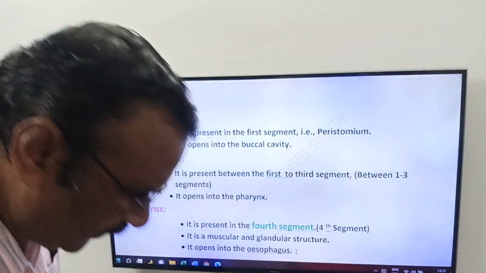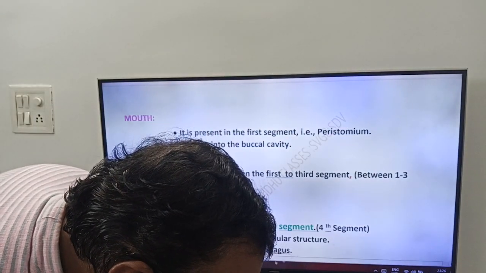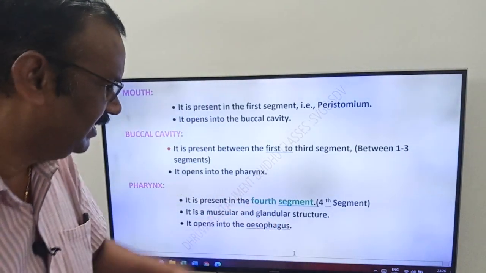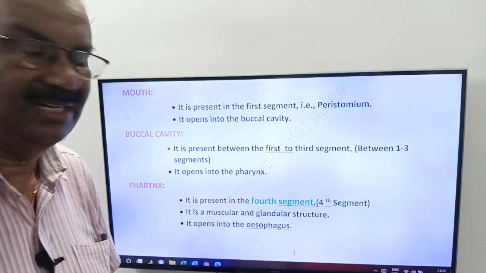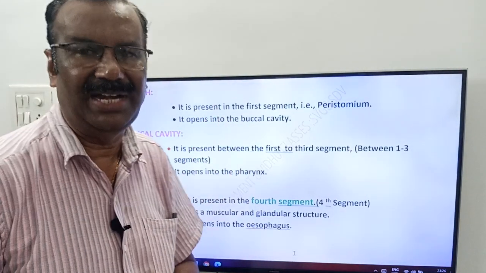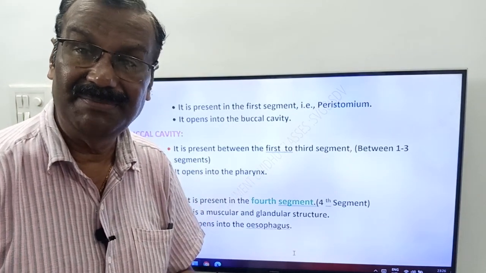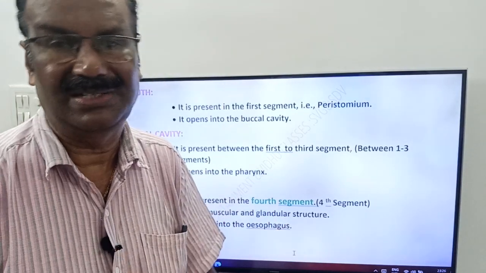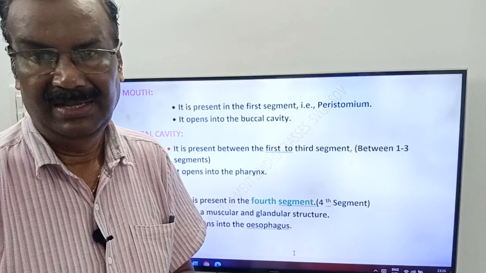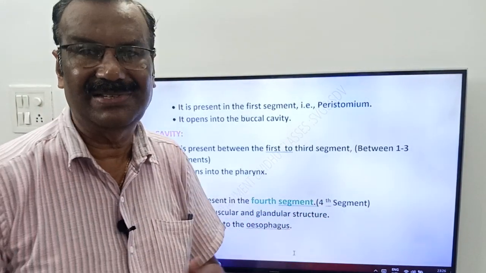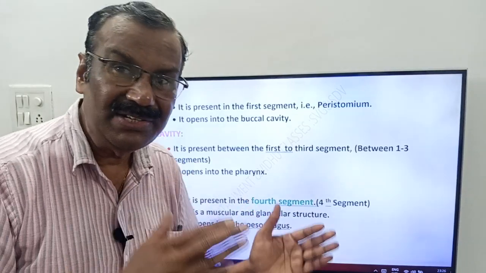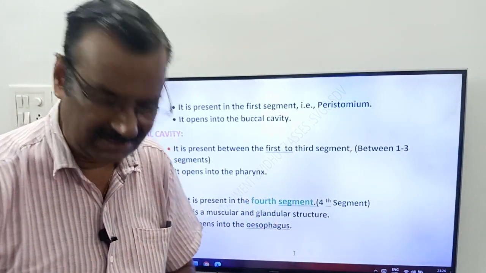Now come to pharynx, friends. Pharynx is present in the fourth segment. It is a muscular and glandular structure. This is one more extra point you have to write: pharynx is a muscular and glandular structure. Okay friends, this pharynx opens into the esophagus.